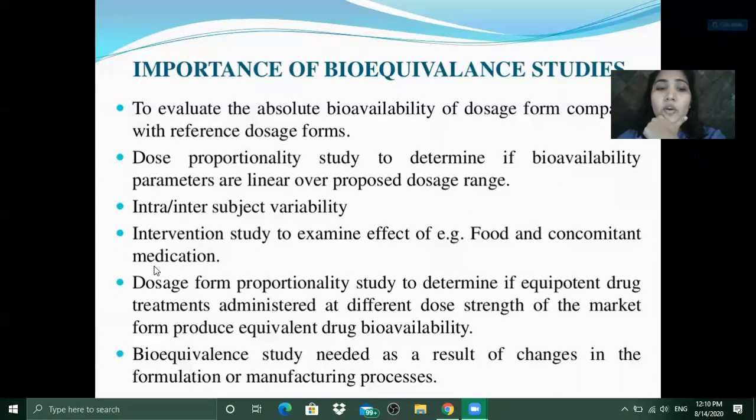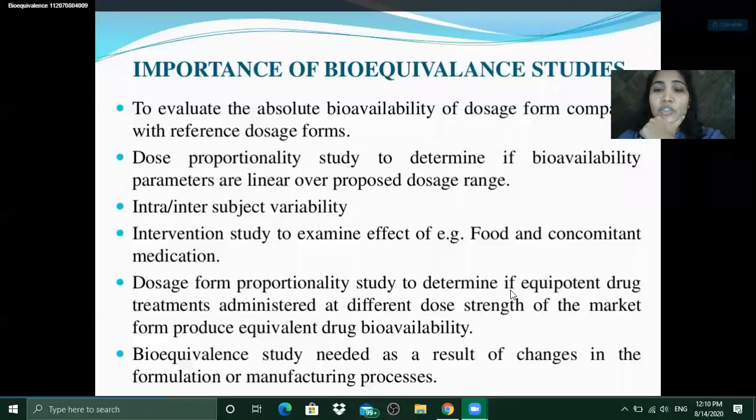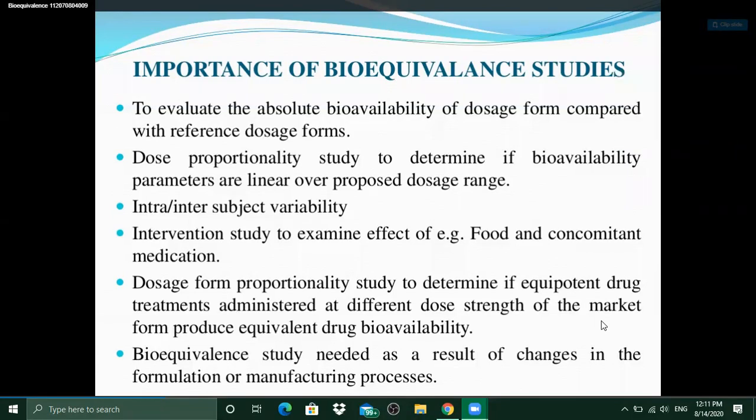Then dosage form proportionality study, to determine if equipotent drug treatments administered at different dose strengths of the, just a minute, I can't see here. Strength of the market form produces equivalent drug availability. So basically you will be comparing the dosage proportionality of your drug with the reference standard which is available in the market, and you will be checking whether both the drugs are giving equivalent drug bioavailability or not.